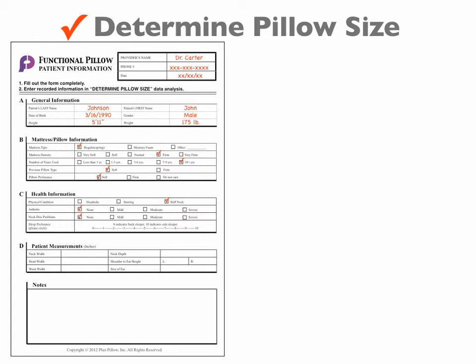We asked John his sleep preference on a scale of 0 to 10. 0 indicates that he sleeps 100% on his back, and 10 indicates that he sleeps on his side 100%. John said that he mostly sleeps on his back, so marking 1 would be appropriate.